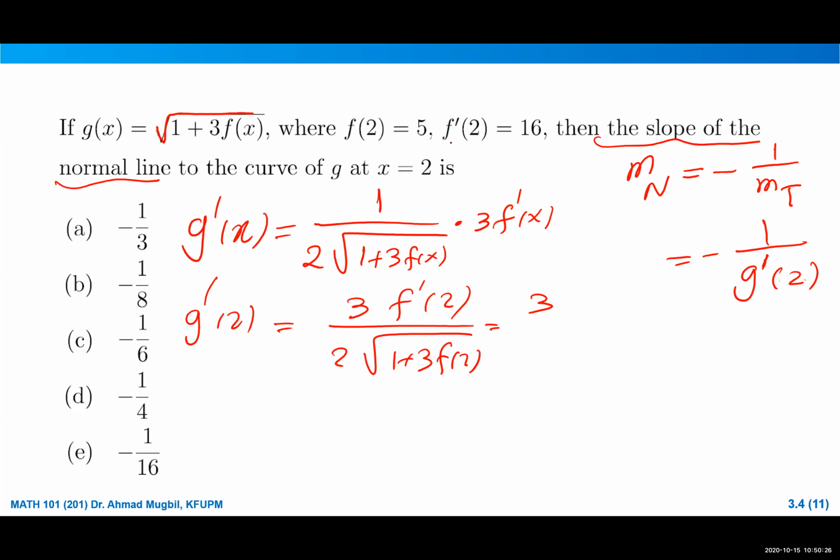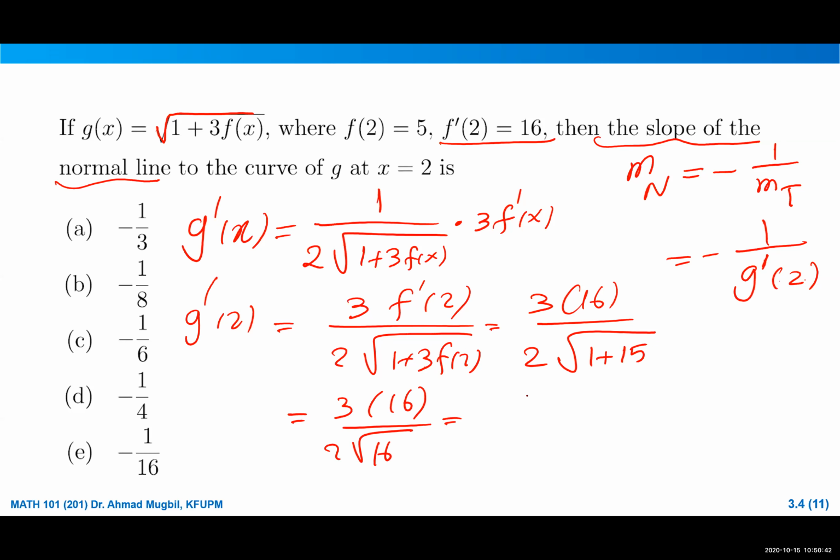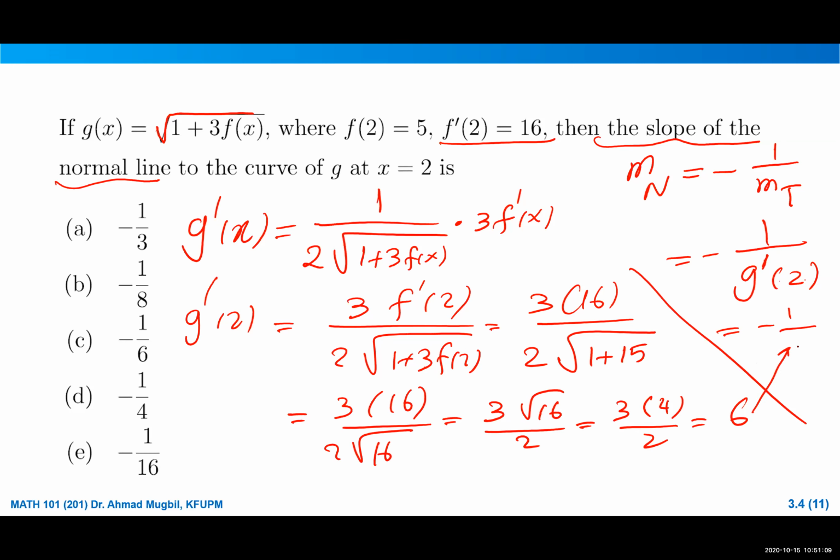Substitute: what is f prime at 2? It is 16. Over 2 times the square root of 1 plus 3 times f of 2, which is 5. So 3 times 5 is 15. So we have 3 times 16 over 2 square root of 16, which is 3 times 4 over 2, because the square root of 16 is 4. This will be 12 over 2, which is 6. Now this is g prime at 2. Going back to the slope, substitute now. This will be equal to negative 1 over 6. And this makes the right answer C.